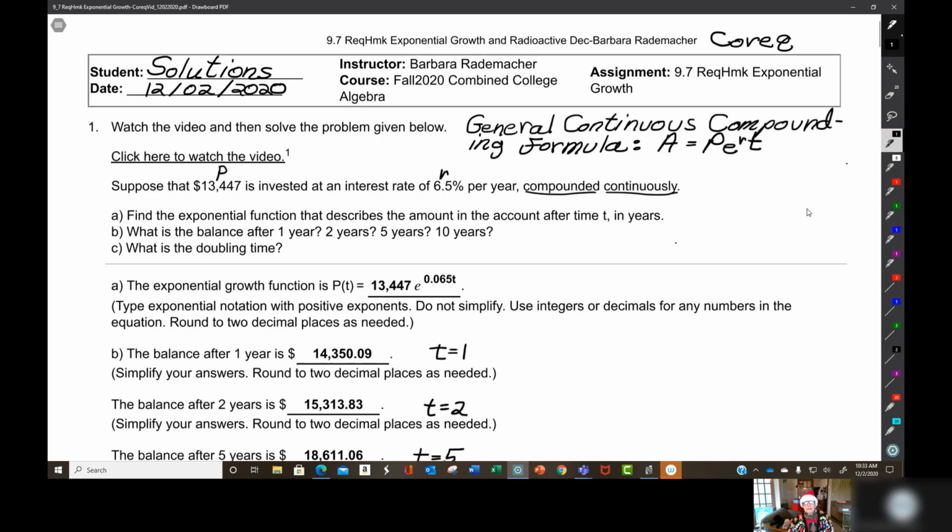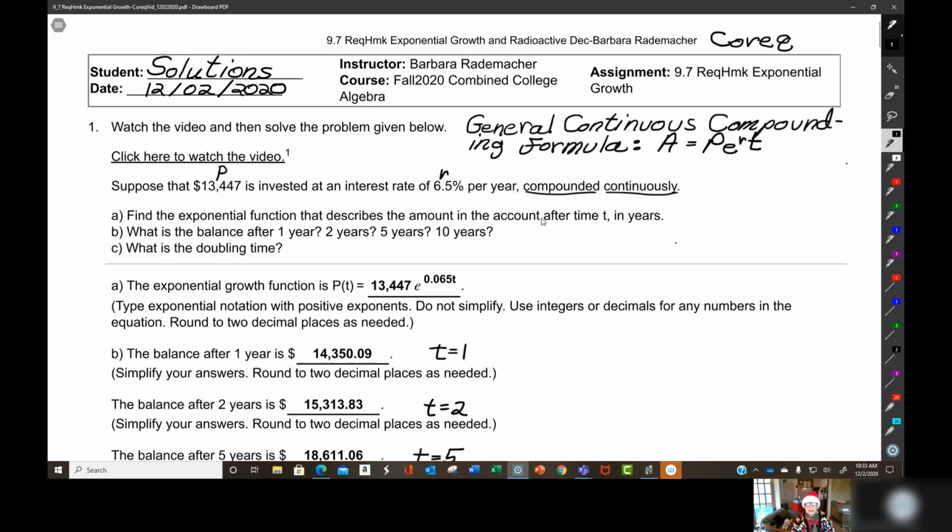Well, that's what this is for. This is called continuous compounding. And it's like it never stops. It just calculates interest, puts it in your account, calculates interest, puts it in your account, calculates interest, puts it in your account. So, yeah, here's the formula, the general formula for continuous compounding.